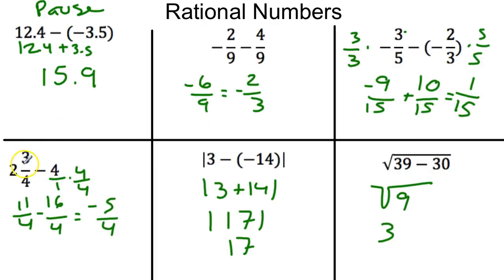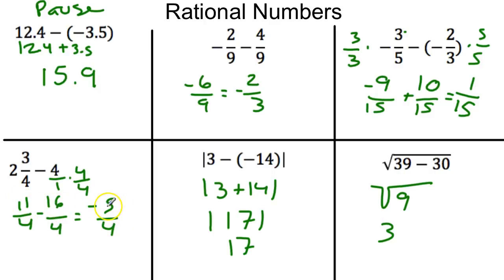This one over here, we had a mixed number. I changed it to an improper fraction. I did 4 times 2 is 8, plus 3 is 11, and that's over 4. And then this minus 4, that's the same as 4 over 1. I multiplied it by 4 over 4. That gave me 16 over 4. 4 and 4, the denominator, it stays the same.